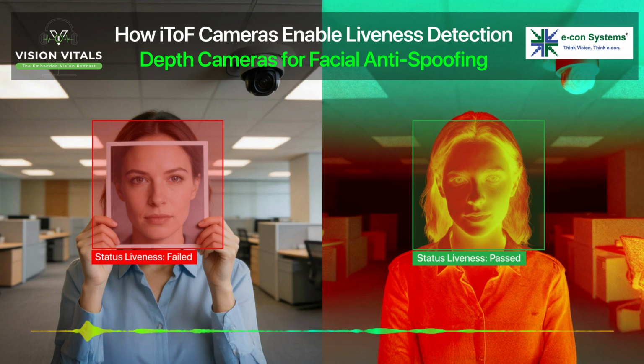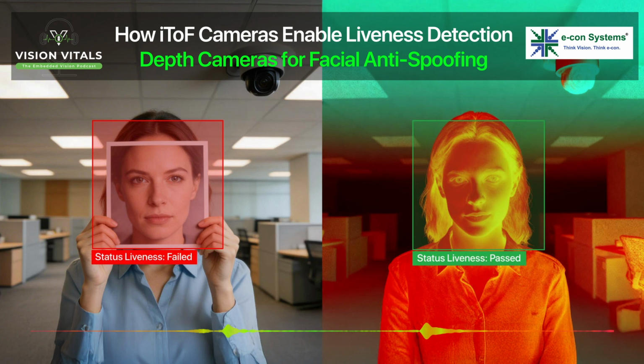A presentation attack is basically when someone tries to fool the system using a printed photo, a replayed video on a screen, or even a 3D mask. Traditional 2D camera systems struggle with this because they're only capturing a flat image. So the shift is toward depth sensing, introducing a spatial verification layer that actually analyzes facial geometry rather than just the visual appearance.